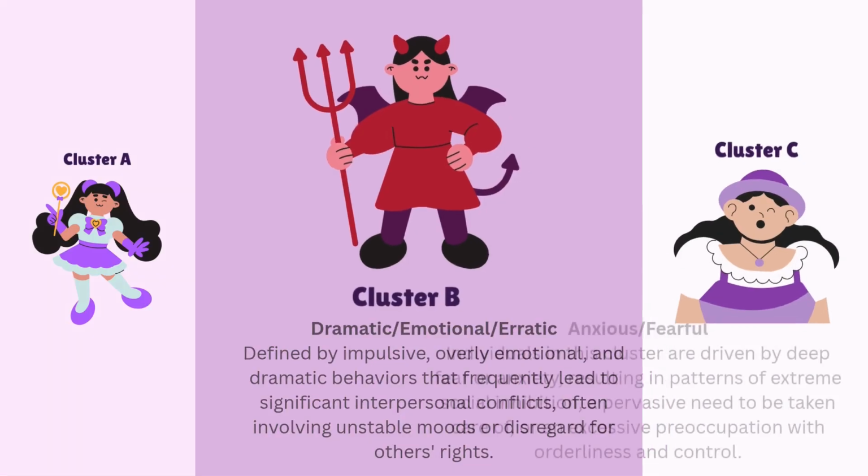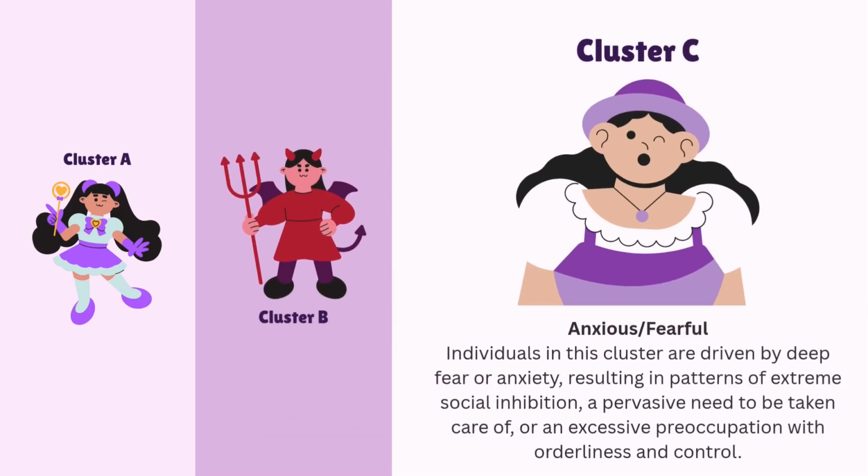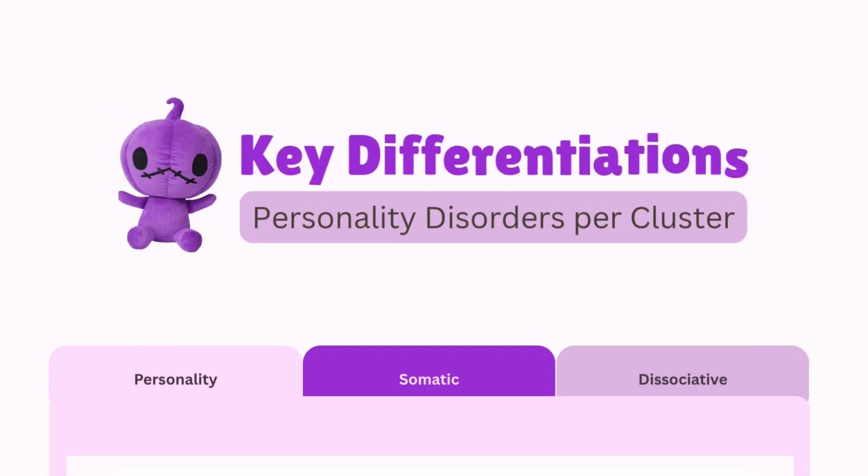Finally, Cluster C involves people with disorders who tend to be nervous and driven by a deep sense of fear or anxiety. The disorders include avoidant, dependent, and obsessive-compulsive personality. All involve patterns of extreme social inhibition, pervasive need to be taken care of, or an excessive preoccupation with orderliness and control. Let us start by differentiating those in Cluster A.